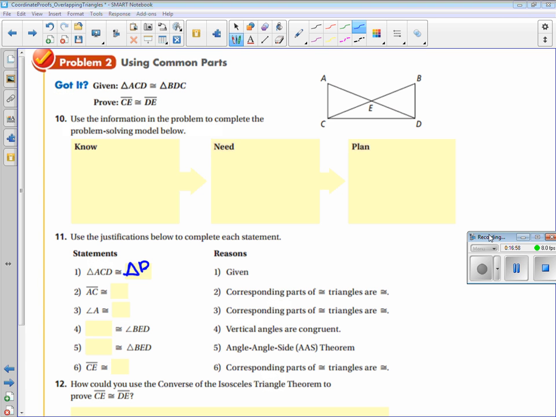So, ACD is congruent to BDC. Very good. Excellent. All right. So, look at the reason for statement 2. Corresponding parts of congruent triangles are congruent. What does AC correspond to? Go ahead, Suman. Look at the congruent statement.